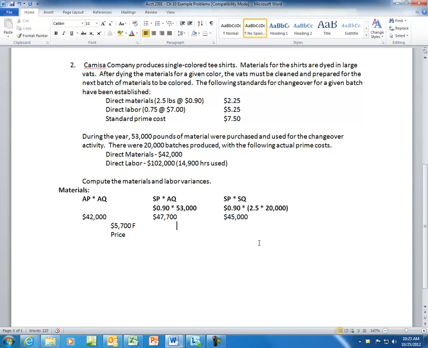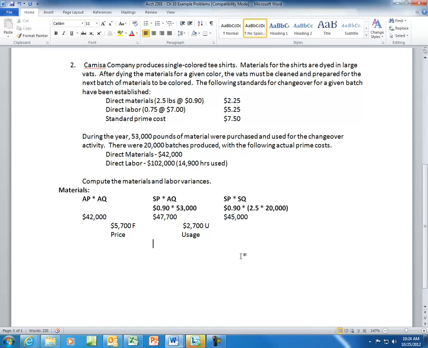Now to calculate the usage variance, I just take the difference between $47.7 and $45,000, and that gives you $2,700, and that is going to be an unfavorable variance. If you take the $45,000, based at the standard price for the standard quantity, it should have cost $45,000. But it actually cost $47.7, so that gives you an unfavorable usage variance. That is worse.